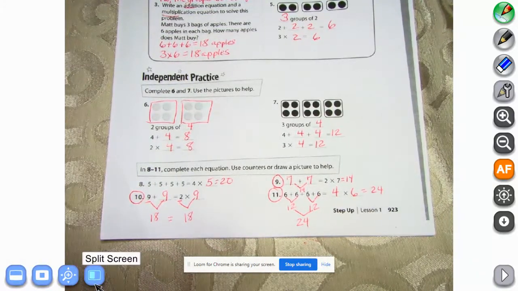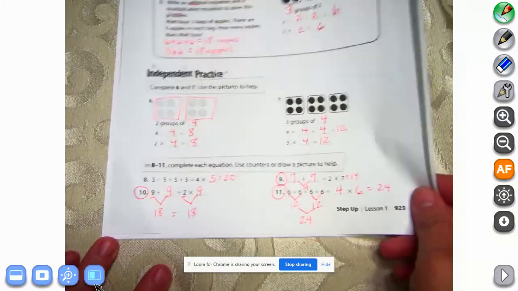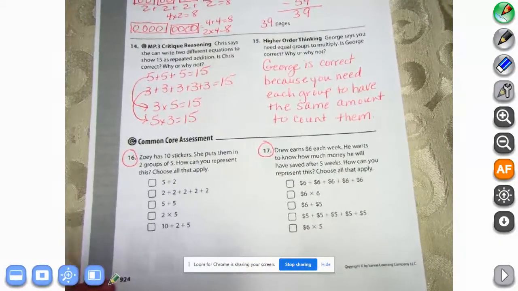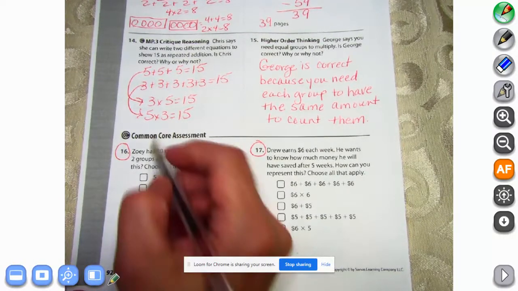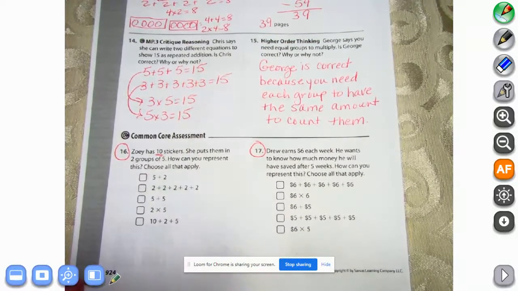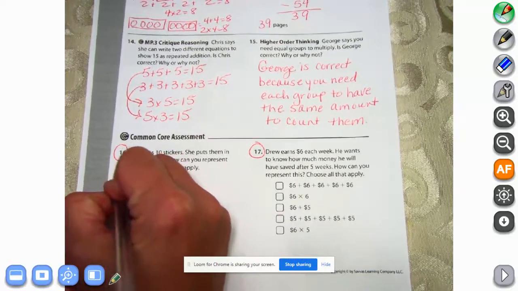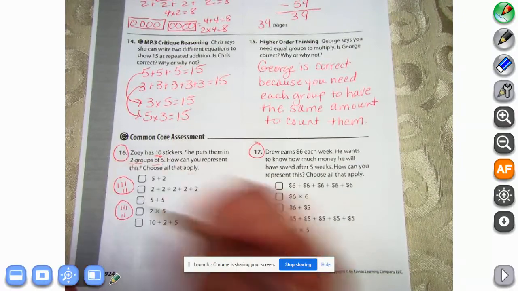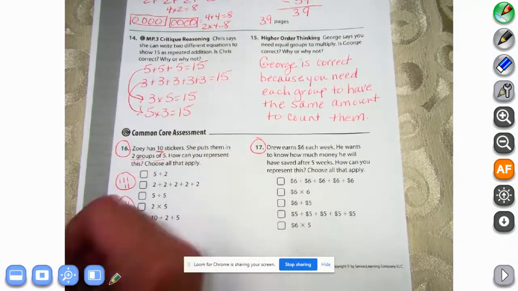Okay, remember, pause the video if you need time to get things caught up on your paper. And on the next page, we are doing number 16 and number 17. Okay, so it says Zoe has 10 stickers. We know how many she has completely. She puts them in 2 groups of 5. So we have 1, 2, 3, 4, 5. 1, 2, 3, 4, 5. Or we can do the tally mark with it through if you want to.